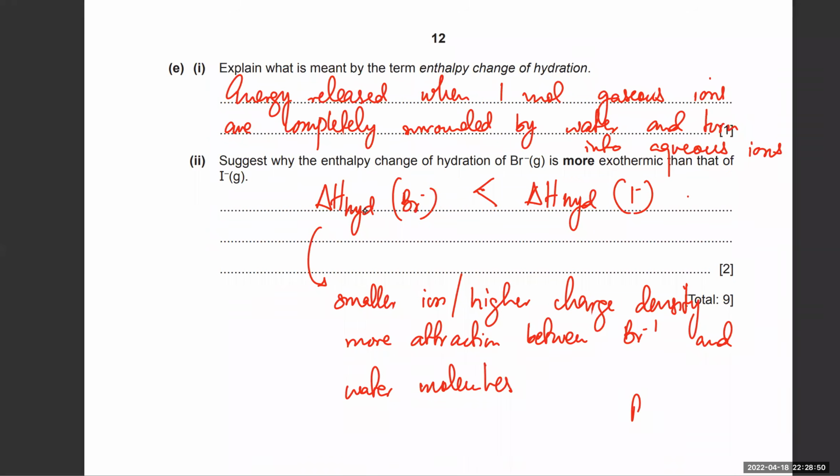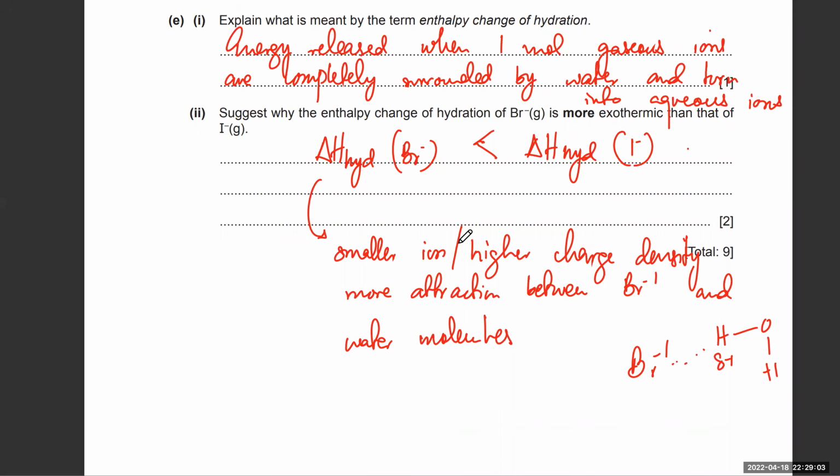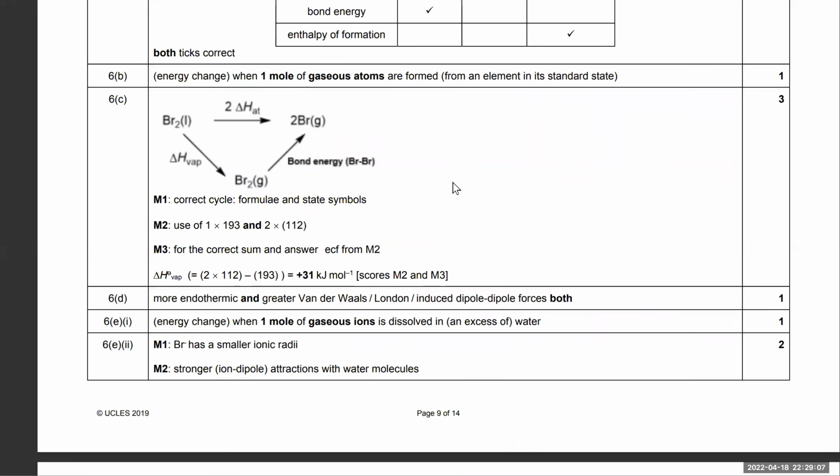So if there is a Br minus 1 ion, a smaller ion, the water molecule with its positive H is going to be more strongly attracted to this Br minus 1. Remember, bigger ions always make weaker bonds. So this one is going to make stronger bonds. I'll check both of these answers in just a second.